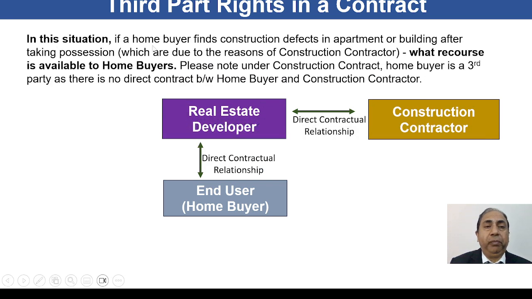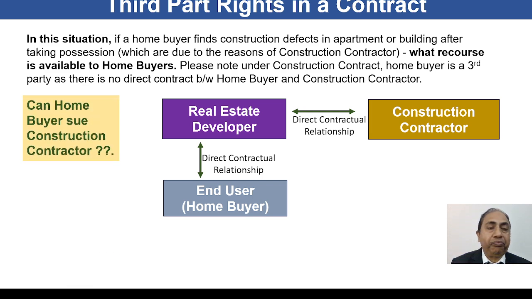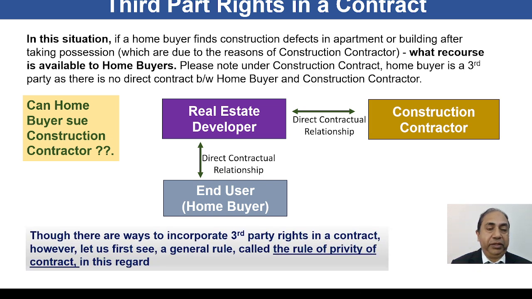In this situation, if a home buyer finds construction defects in the apartment or building after taking possession, which are due to the reasons of the construction contractor, what recourse is available to the home buyer? Please note that here under the construction contract, home buyer is a third party as there is no direct contract between home buyer and construction contractor. So the question arises, can home buyer sue the construction contractor for construction defects?